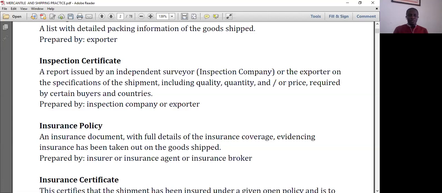Okay, and remember that in most cases, insurance is procured by the exporter. The exporter is the one who procures the insurance on behalf of the importer. But we normally have what we call insurance clauses. There's clause A, clause B, and clause C. Clause A being the most expensive, B being the medium, and C being the least. The seller is obliged by the law to only procure clause C. That is the cheapest one.